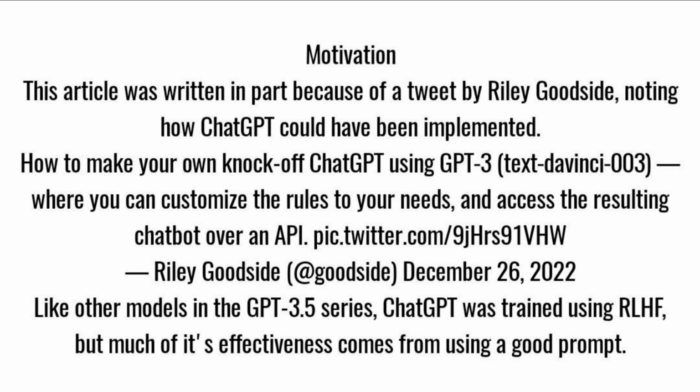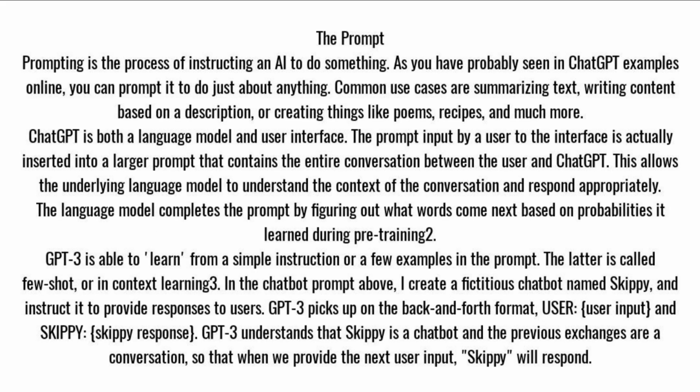Like other models in the GPT 3.5 series, ChatGPT was trained using RLHF, but much of its effectiveness comes from using a good prompt. The prompt. Prompting is the process of instructing an AI to do something. As you have probably seen in ChatGPT examples online, you can prompt it to do just about anything. Common use cases are summarizing text, writing content based on a description, or creating things like poems, recipes, and much more. ChatGPT is both a language model and user interface.